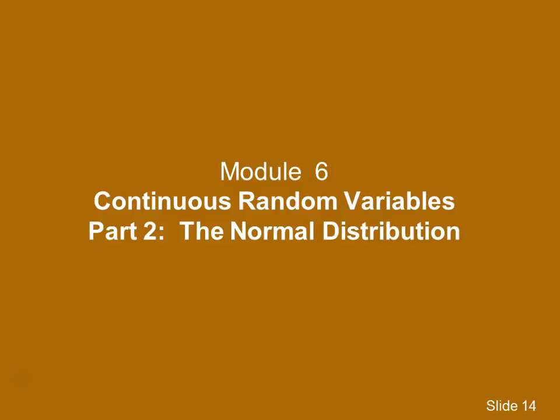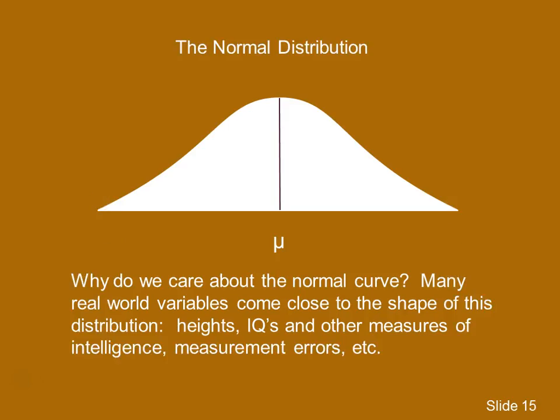Hello, let's continue with Module 6 on continuous random variables. In the last part, we looked at the uniform distribution, and now we want to turn our attention to the normal distribution. We've already talked in earlier modules, I believe, about what a normal distribution looks like. It's sometimes referred to as a bell-shaped or mound-shaped distribution.